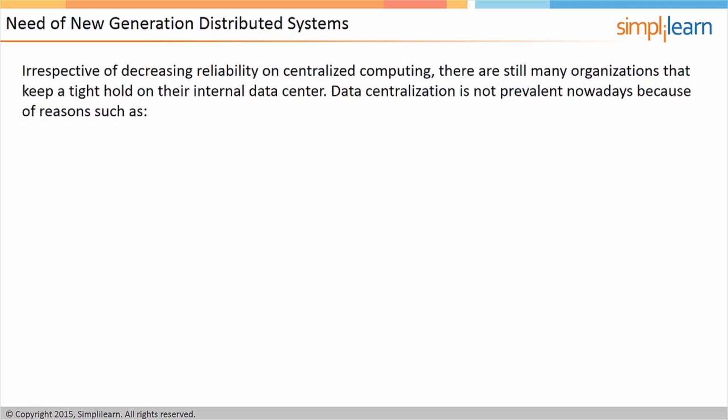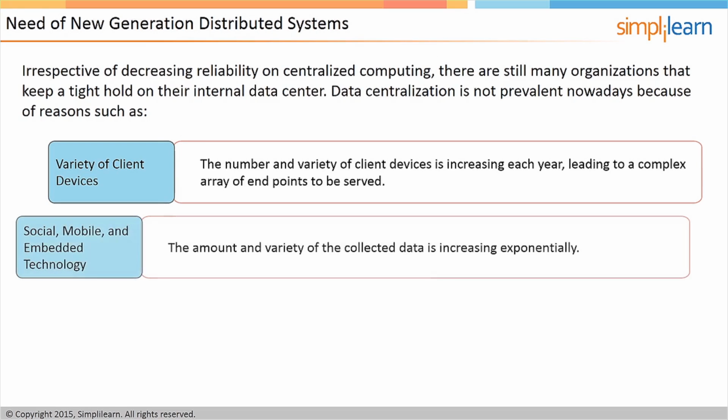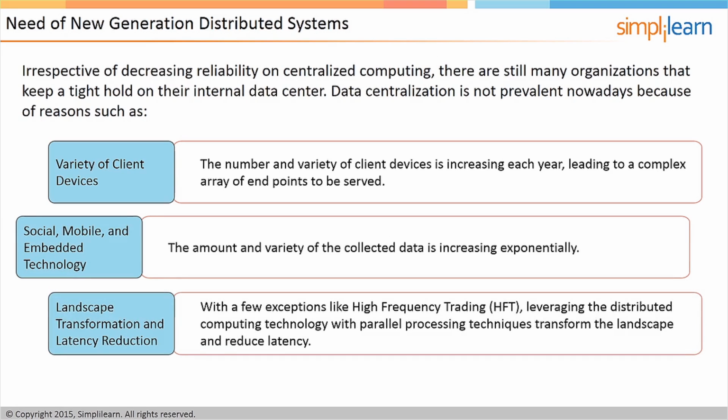Data centralization isn't prevalent nowadays for various reasons. One of those reasons is a variety of client devices. The number and variety of these devices is increasing each year, leading to a complex array of endpoints to be served. Another reason is social, mobile, and embedded technology, as the amount and variety of the collected data is increasing exponentially. Also, landscape transformation and latency reduction are causing data centralization to decrease.